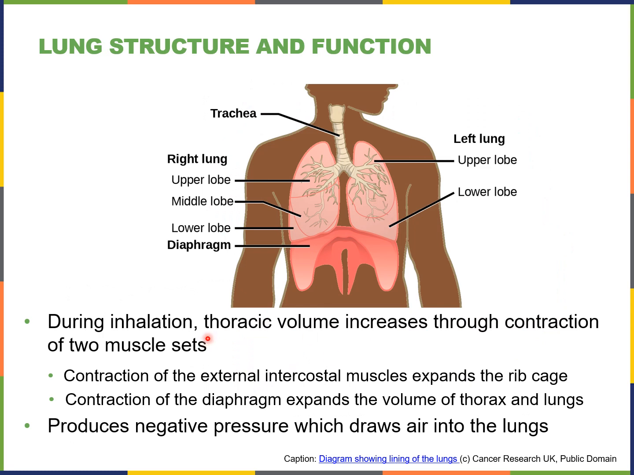Okay, so during inhalation, what actually happens is your thoracic volume increases by contracting two different muscle sets. So we've got to contract our intercostal muscles, which are kind of in between the rib cage. It doesn't show you the rib cage here, but the rib cage we have over our lungs, and that's to protect them because they're obviously really important. If we puncture a lung, that could be very devastating. So we have our rib cage over our lungs protecting them, and in between our ribs, we have these things called intercostal muscles that allow the rib cage to expand and contract.